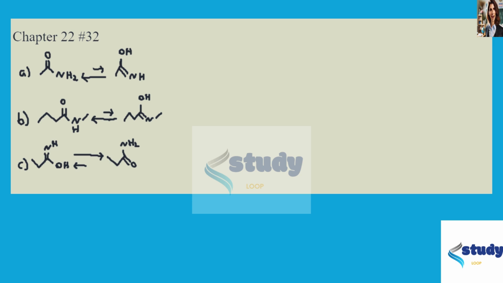And since energy determines just about everything in chemistry, the lower energy molecule is going to predominate. And in all of these cases, it is the amide rather than its tautomer. And so that is the answer to chapter 22, problem number 32.